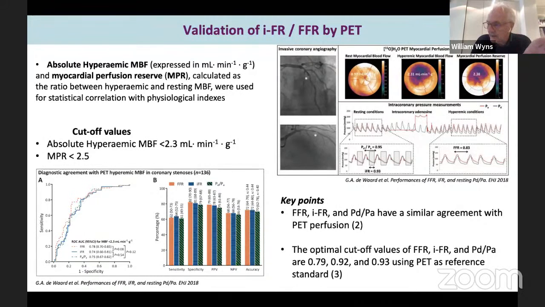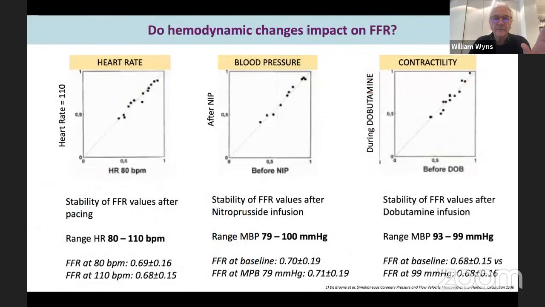So classification rates of these indices that you derive in the cath lab from two pressures is remarkably consistent with what you measure when you compute flow in absolute terms from the gold standard, which is PET. So I think it's done, but it's good to keep it in our mind. And yes, it is possible to get very critical information about flow from two pressures in the cath lab.